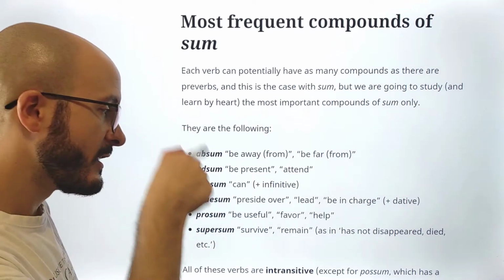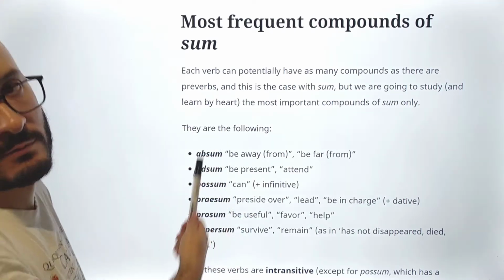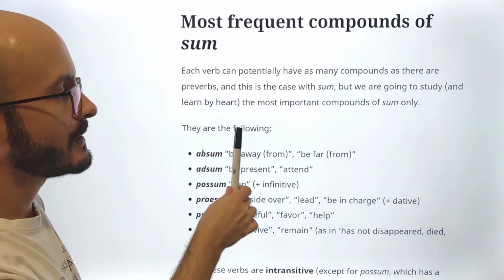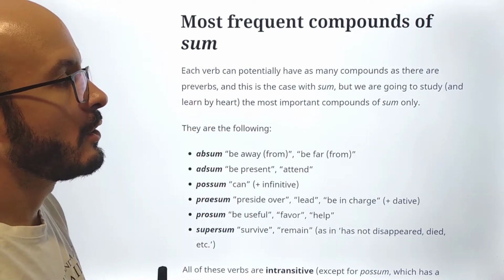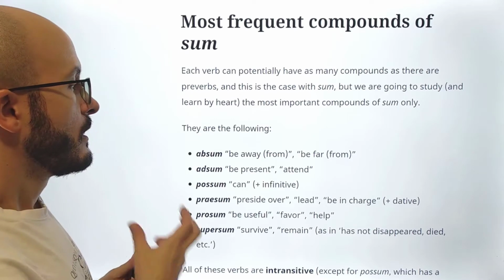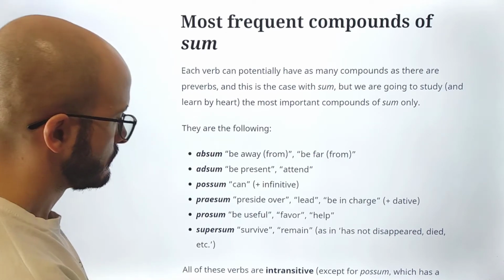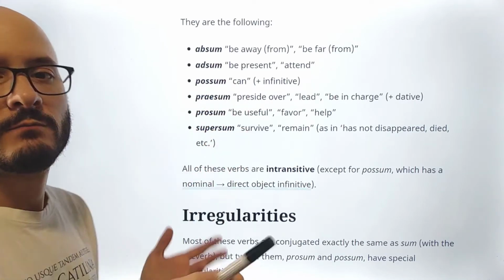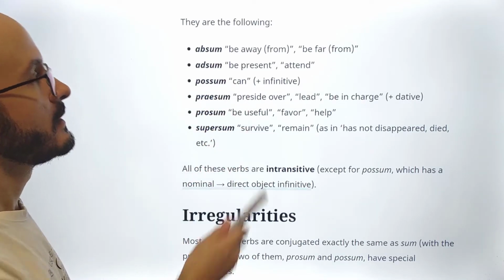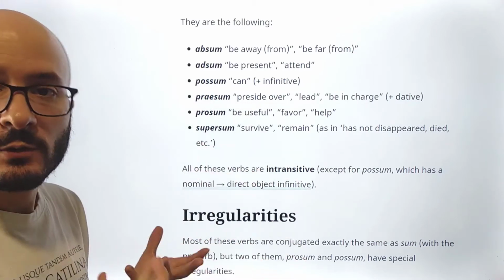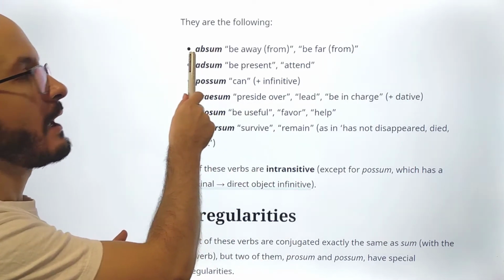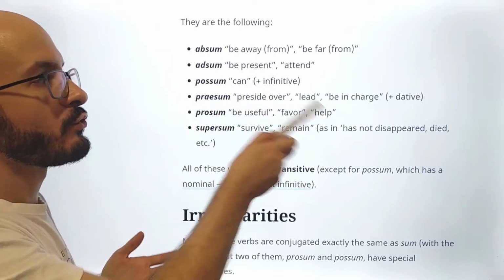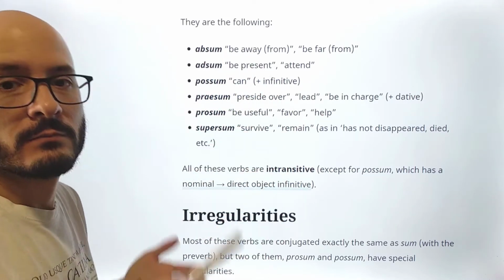We have to learn this by heart, okay? It's a small list, so it is not so hard. We have to learn by heart the most important compounds of sum. They are the following. And here we have this list of 1, 2, 3, 4, 5, 6. So a very short list. Absum. So here we see that it is sum ab. We know this preposition. So be away from, be far from, etc.